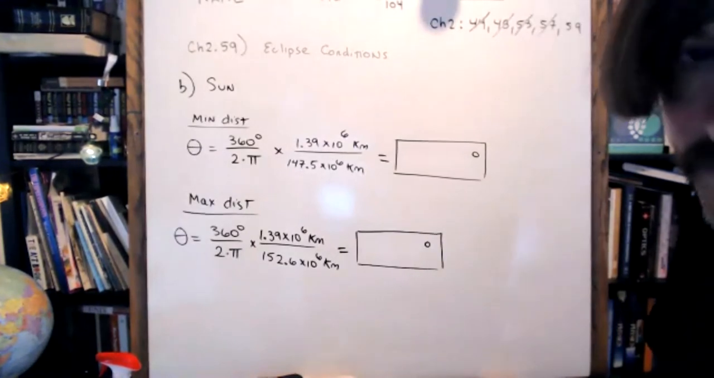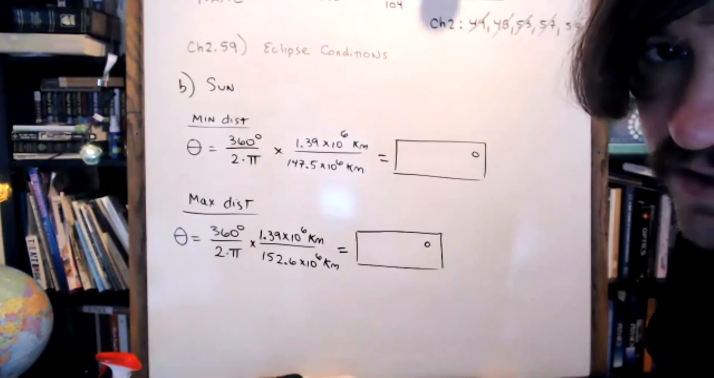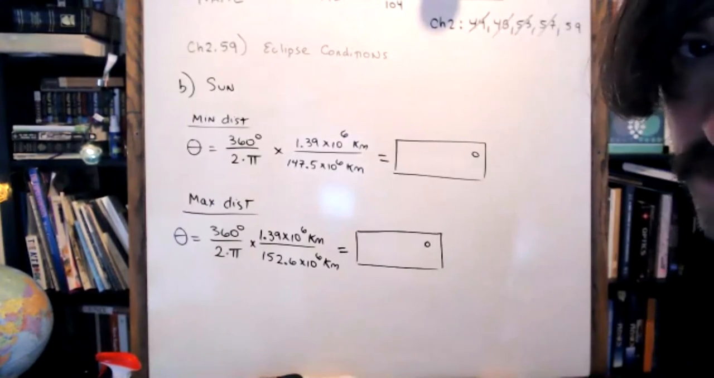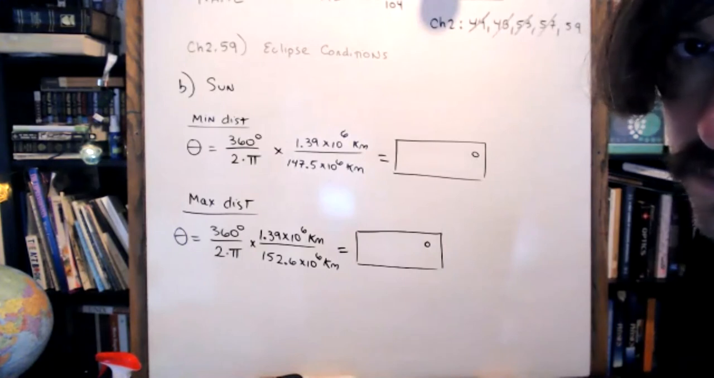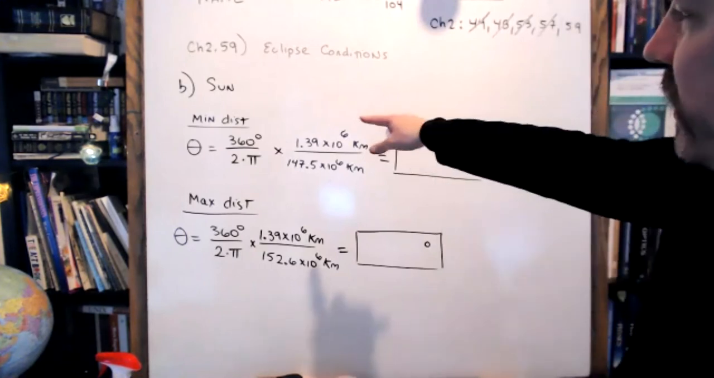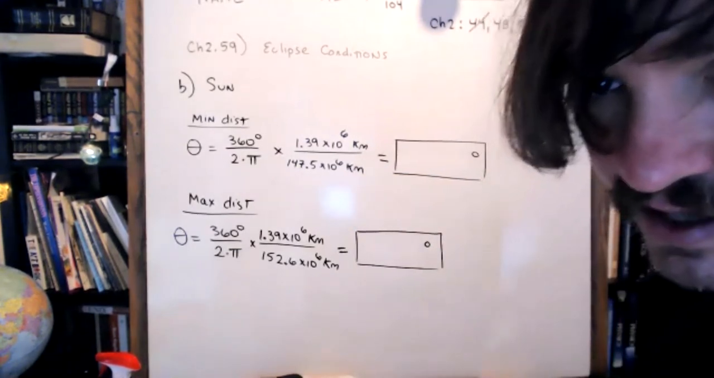Zach, how many sig figs should we keep for our final answer, Zach? Three. Exactly. Three. We're going to keep only three this time. So go ahead and whoever gets it first, just shout at me what the answer is.